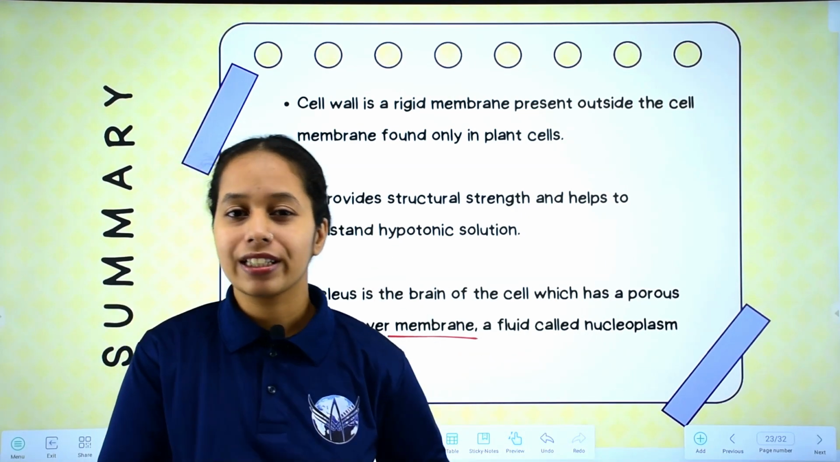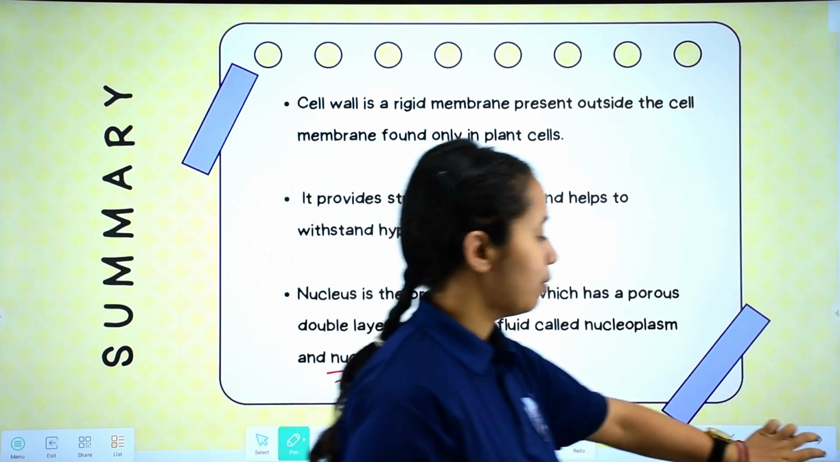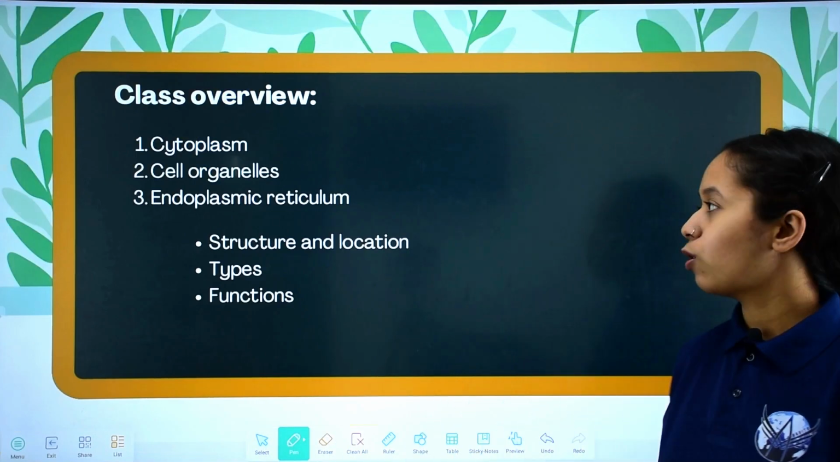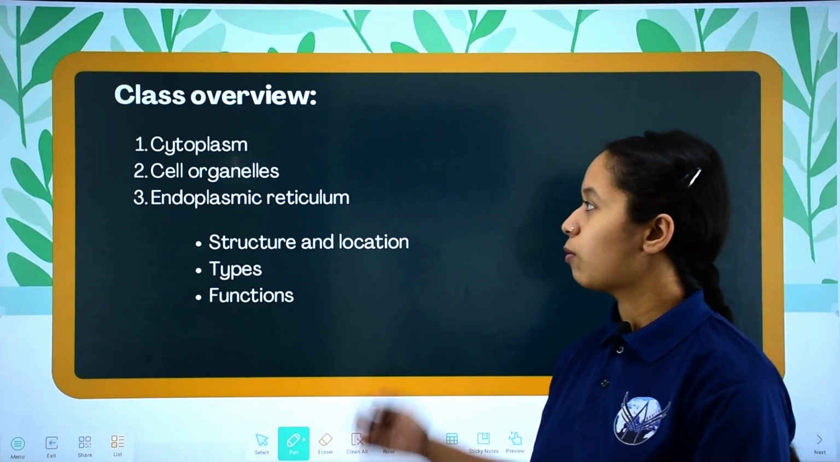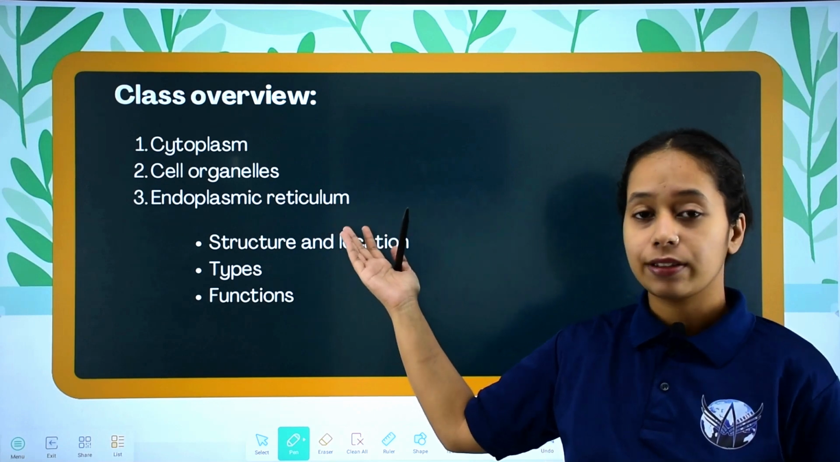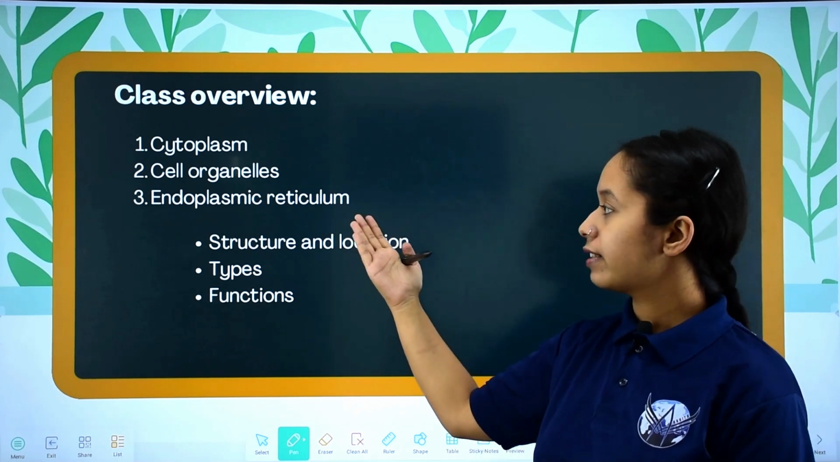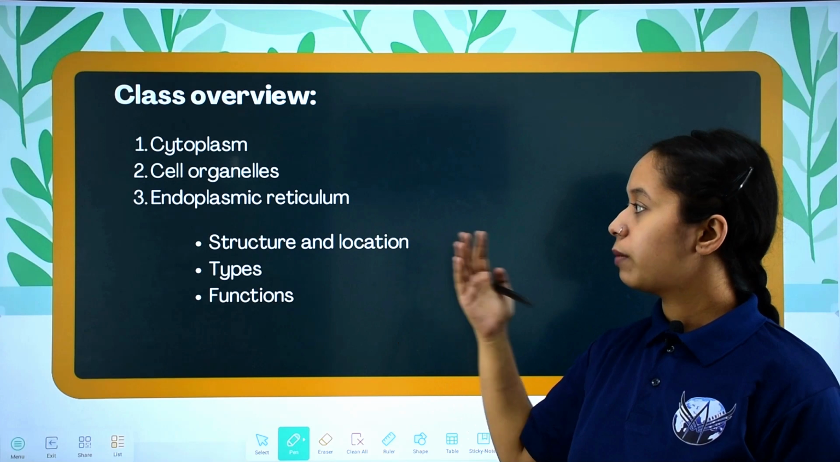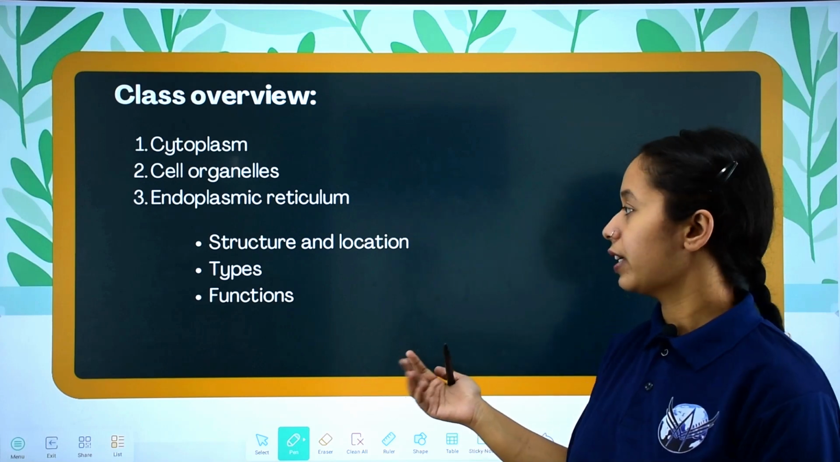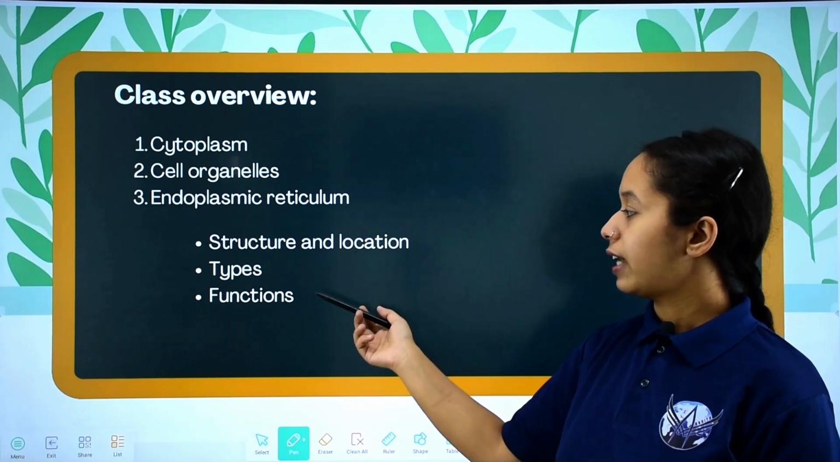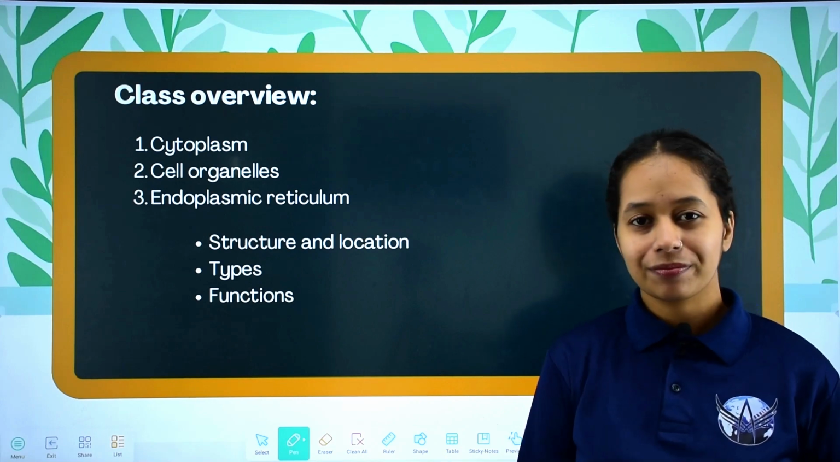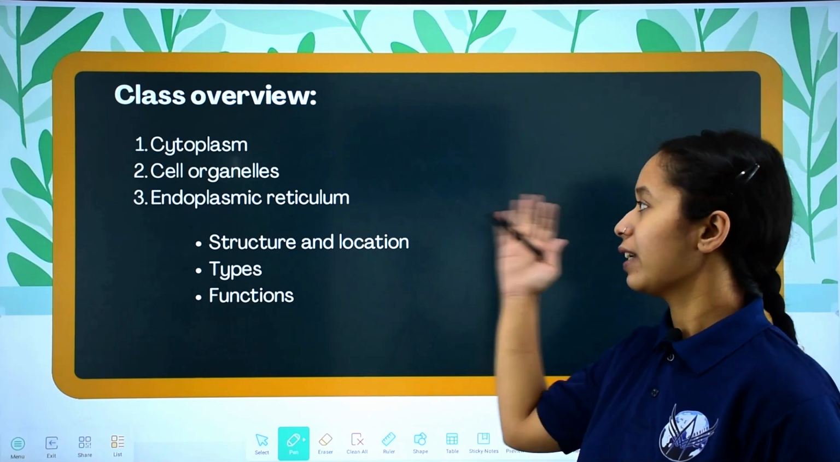What are we going to study today? Let us see about today's class content. Today's class content is, number 1, we will be studying about the cytoplasm, then cell organelles, endoplasmic reticulum, and under endoplasmic reticulum we have the structure and location, types, and then functions. So let us start with cytoplasm.